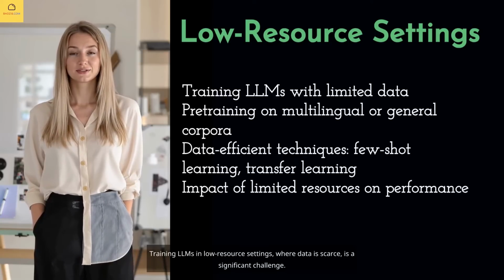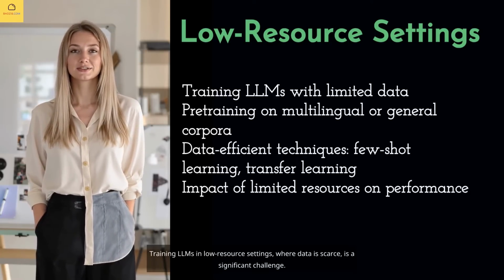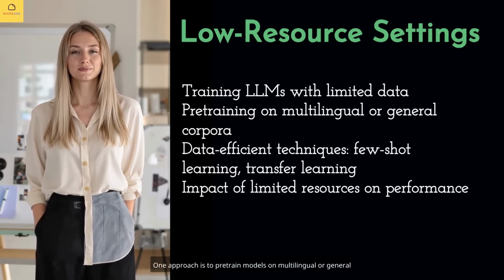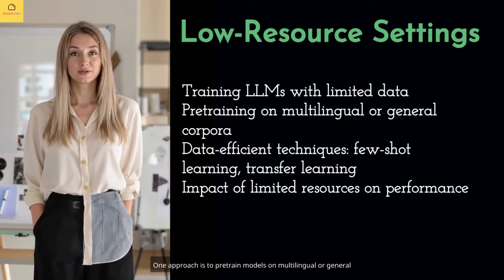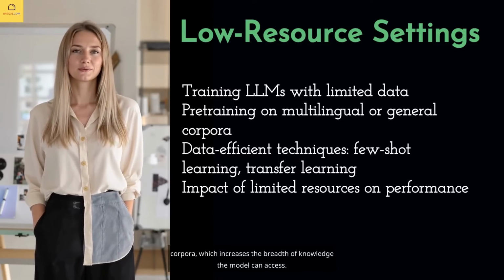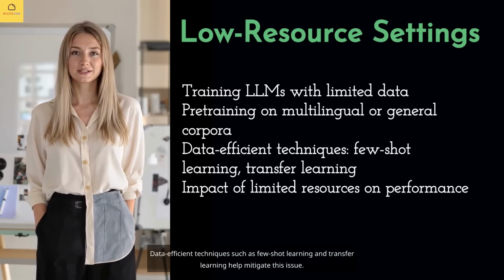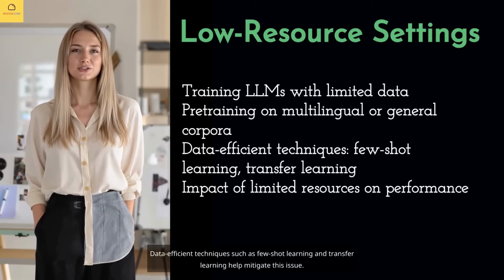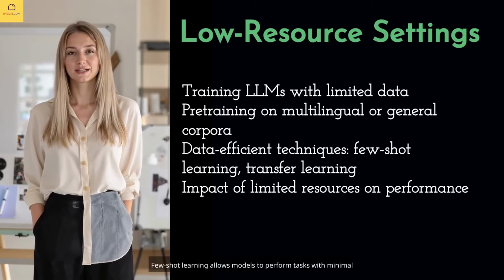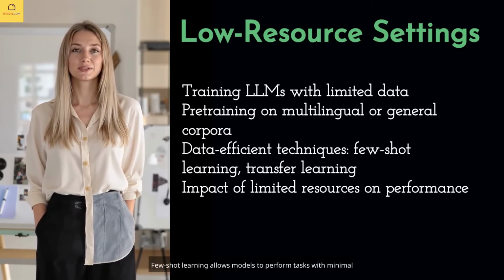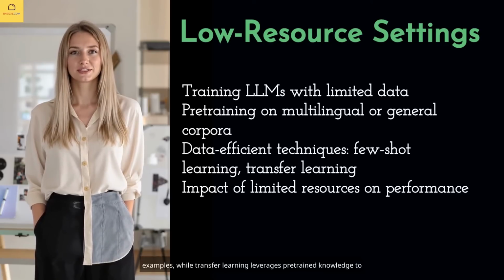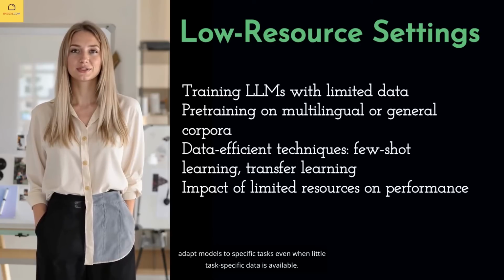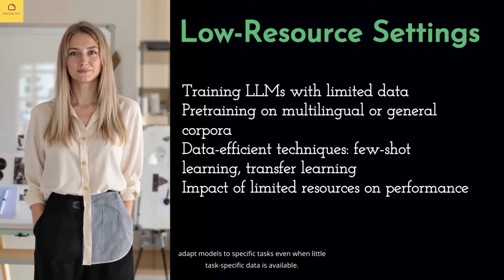Training LLMs in low-resource settings, where data is scarce, is a significant challenge. One approach is to pre-train models on multilingual or general corpora, which increases the breadth of knowledge the model can access. Data-efficient techniques such as few-shot learning and transfer learning help mitigate this issue. Few-shot learning allows models to perform tasks with minimal examples, while transfer learning leverages pre-trained knowledge to adapt models to specific tasks even when little task-specific data is available.